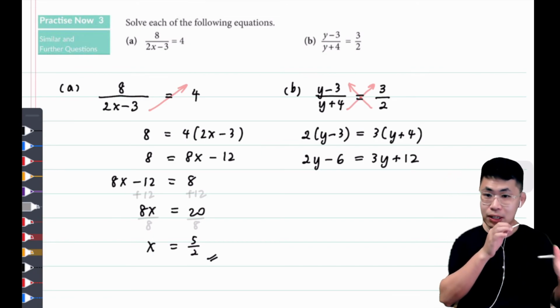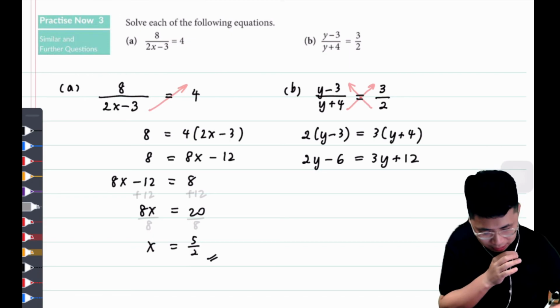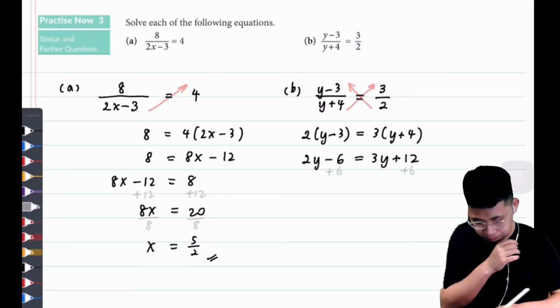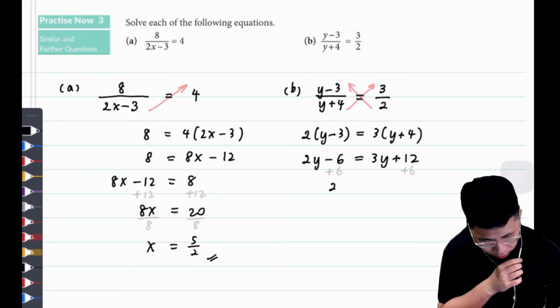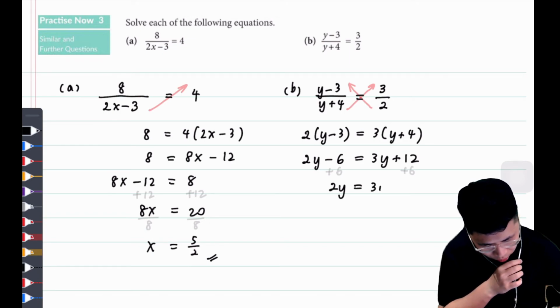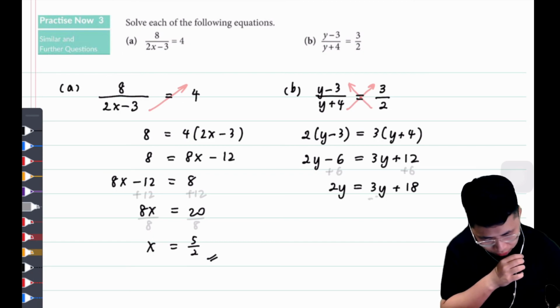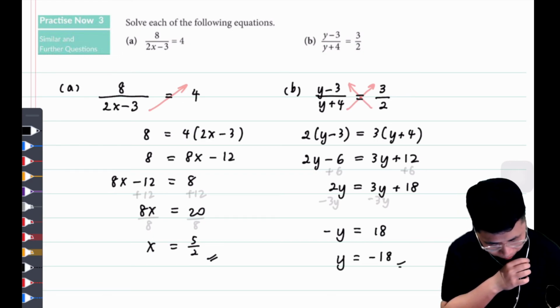Okay, so let's expand. So 2 times this, 2 times that, 3 times this, 3 times that. And because of this, let us do some reshuffling. So on the left, the minus 6, let's reverse this, plus 6 on both sides, and we are adding to the like term. So when you do this, make sure that you're doing it correctly to the like term. So this will be 2y equals to 3y plus 18. Then we can minus 3y on the right and balance on the left. So we have something like negative 1y equals to 18. So y is going to be equals to negative 18.